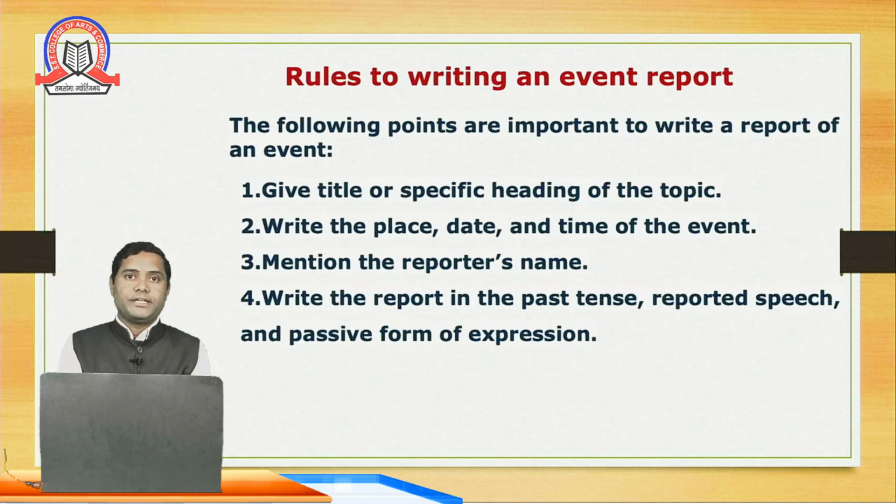Then the second point which you should keep in mind when you are writing the activity or event report is to write the place where that particular event happened. Suppose it is your college, so write the name of your college, and the city or village where your college is located. Then write the date when that particular event took place. The date should be mentioned. Then the time of the event, at what time the event was organized. So you should mention all these details in the activity report or event report which we are learning.